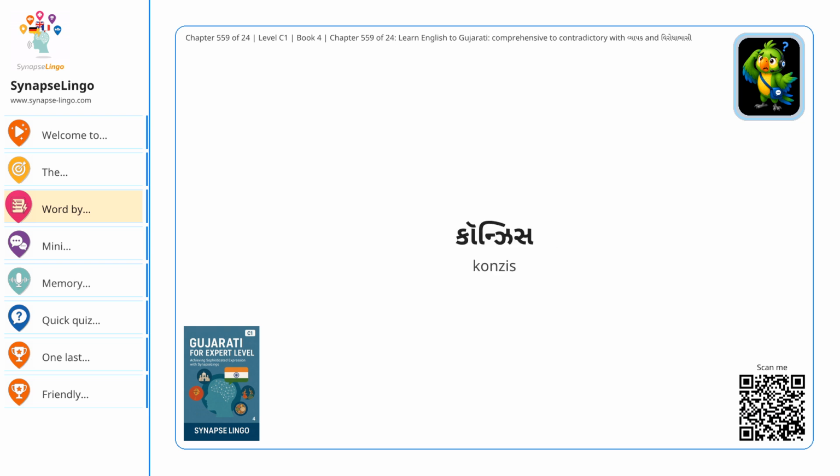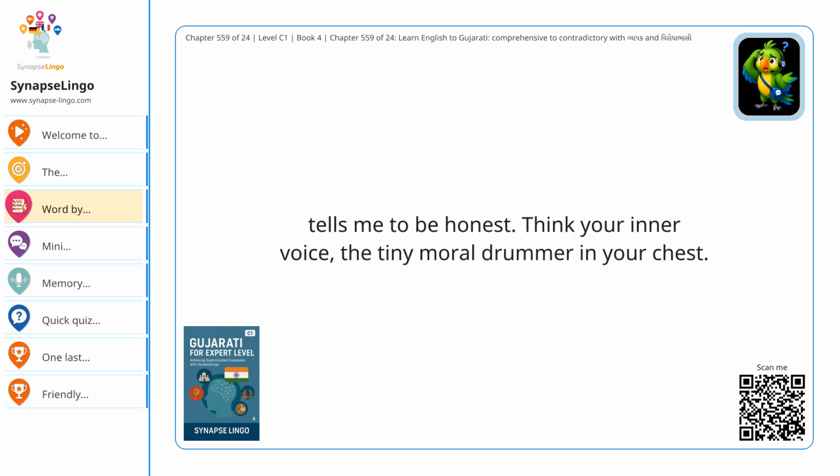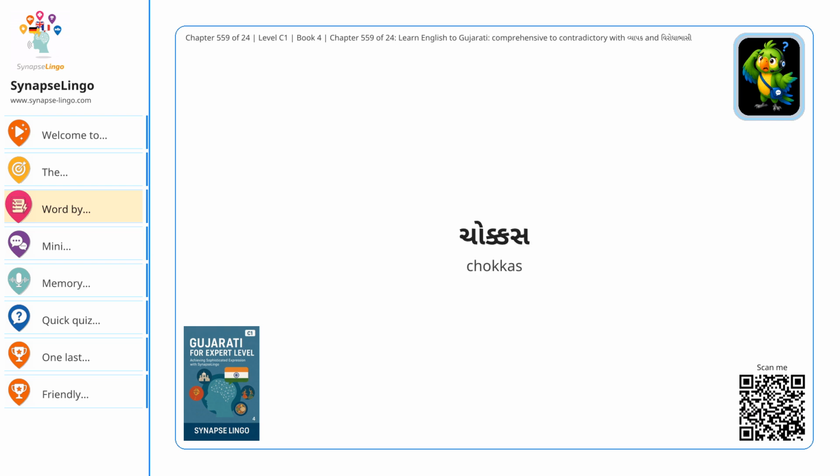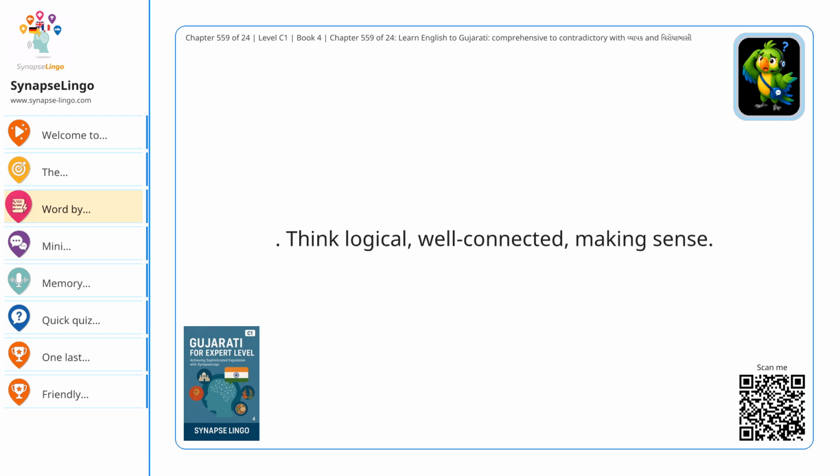Conscience is કોન્સીસ. Example: my કોન્સીસ tells me to be honest. Think your inner voice, the tiny moral drummer in your chest. Precise is ચોક્કસ. Example: she gave a ચોક્કસ answer. Think exact, sharp, no guessing. Coherent is તાર્કિક. Example: the argument sounds તાર્કિક. Think logical, well connected, making sense.